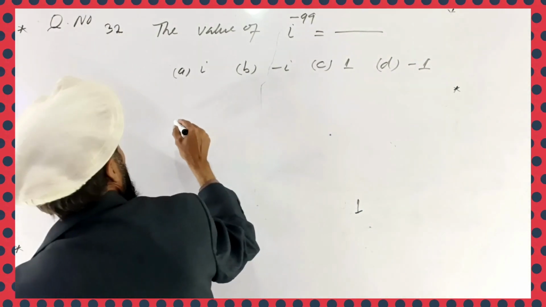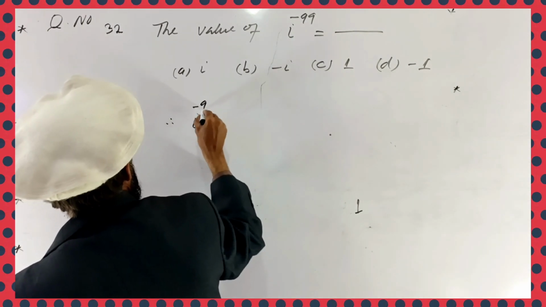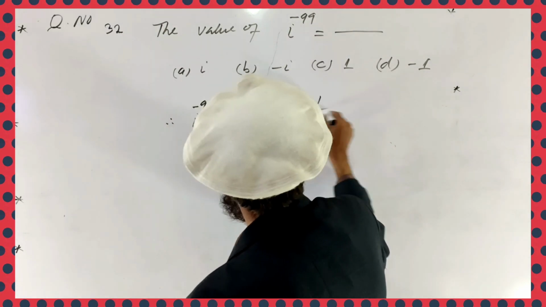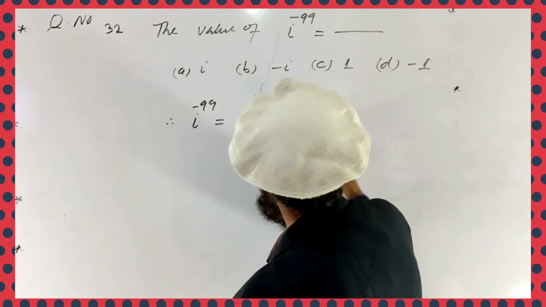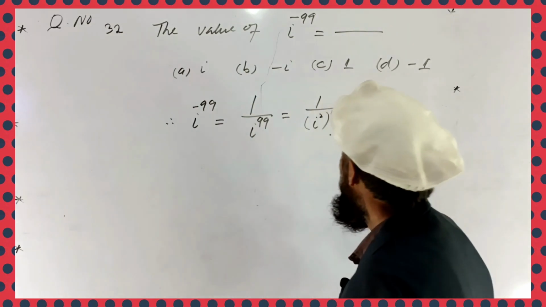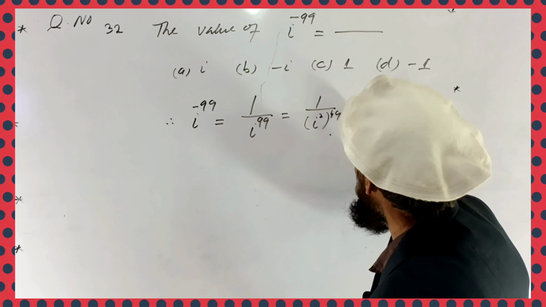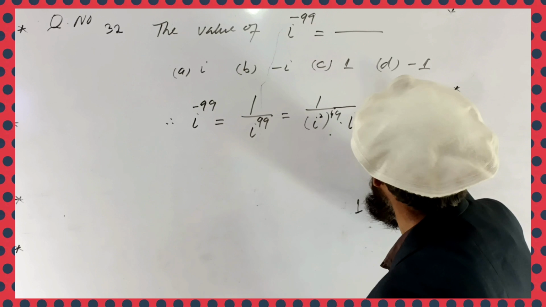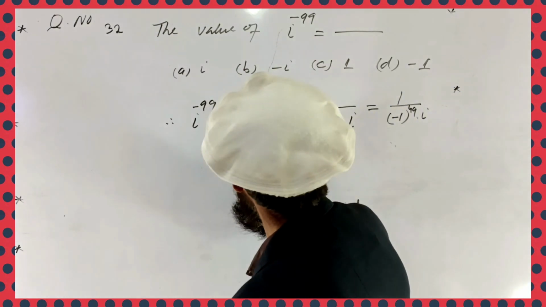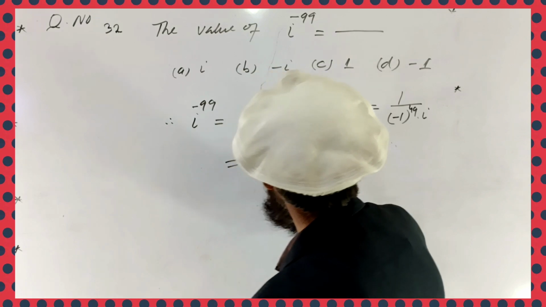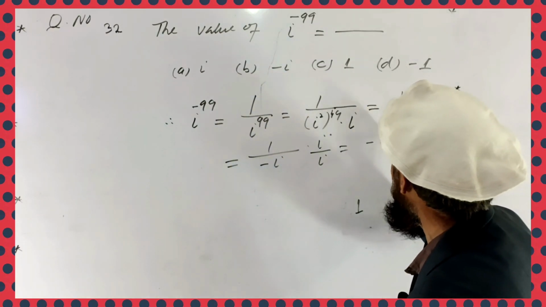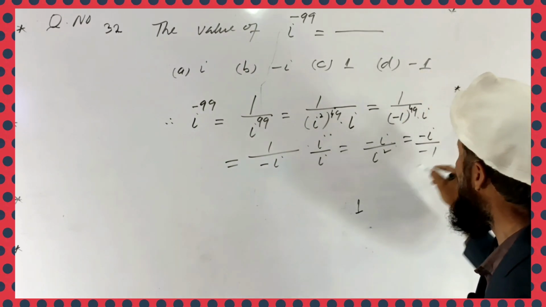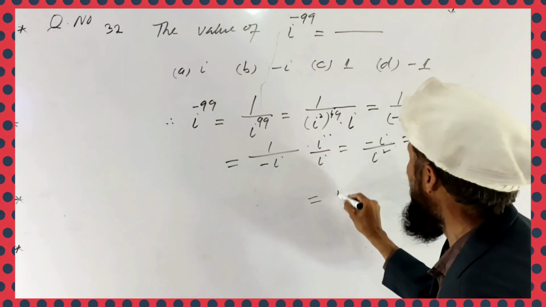iota. If we simplify this one, iota to the power minus 99, we can write 1 over iota to the power 99, and iota square to the power 49 into iota gives 98 plus 1 is 99, so you will get minus 1 to the power 49 into iota. So the power is an odd number, we get minus iota, and multiplying and dividing by iota, we get minus iota over iota square. So the result is minus iota over minus 1, so the result is positive iota.